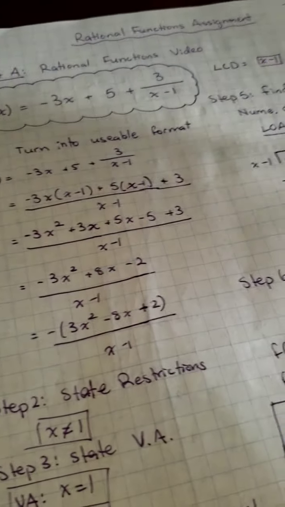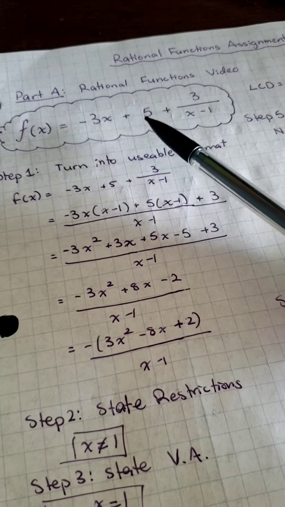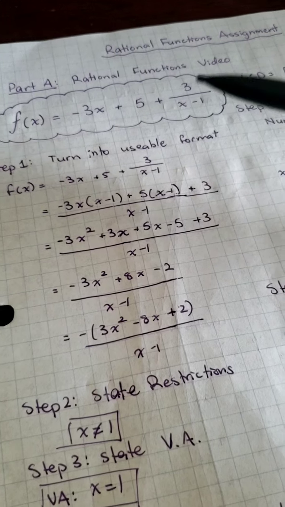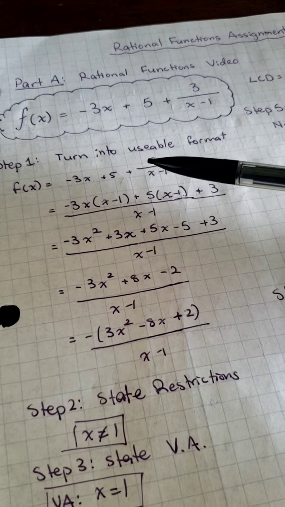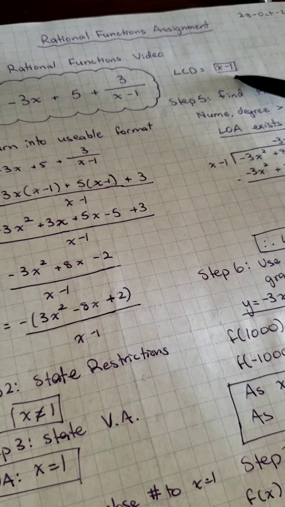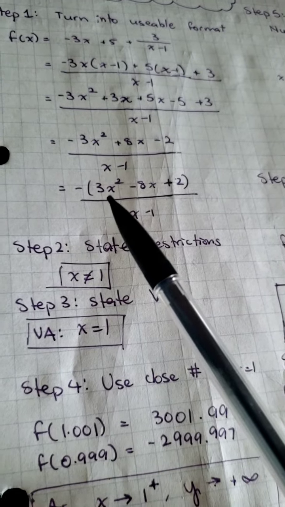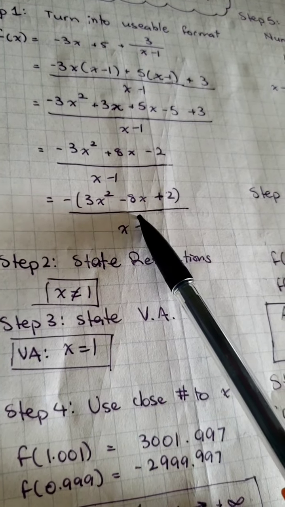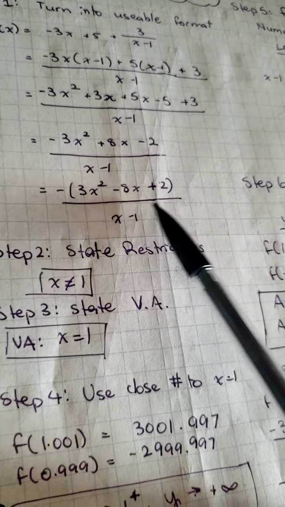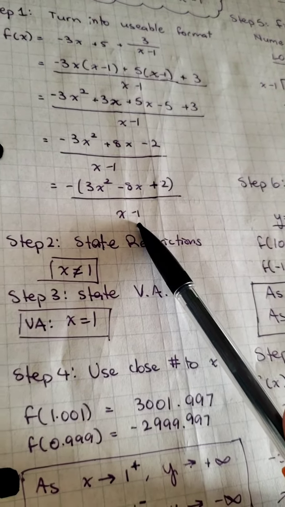So my function was minus 3x plus 5 plus 3 over x plus 1. First of all, I turned it into a usable format by using the lowest common denominator, x minus 1. So I got minus 3x squared minus 8x plus 2 all over x minus 1.